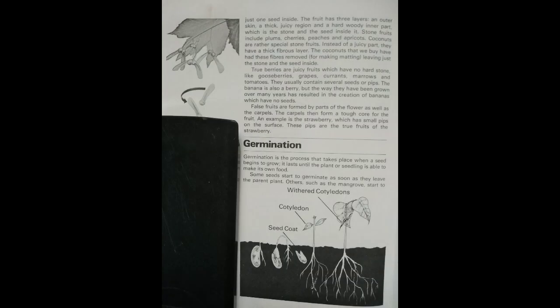Sycamore seeds are contained in the brownish-winged fruits or keys. The wings are set at right angles to the fruit, which is carried away by the wind like a tiny, whirling helicopter. When the seed germinates, the two cotyledons are usually the first leaves to appear above the ground, but these soon wither as the plant grows. The seed coat is discarded as the roots spread out.